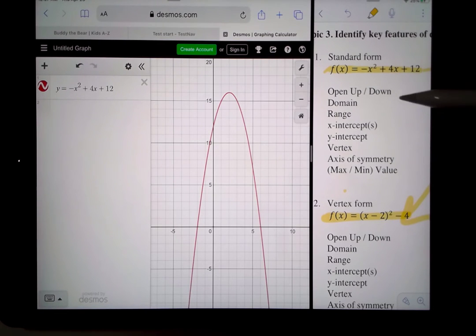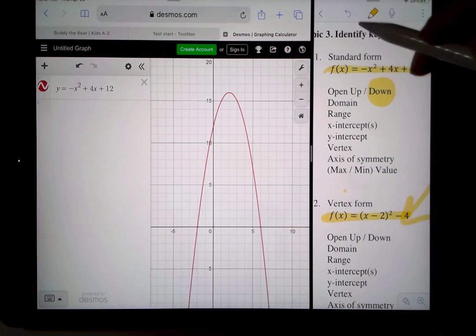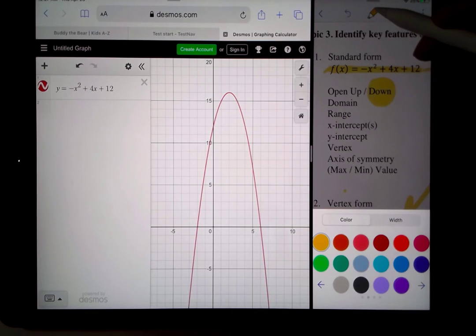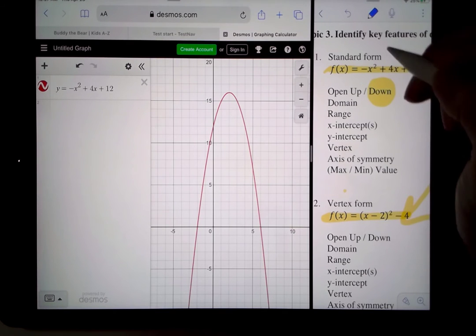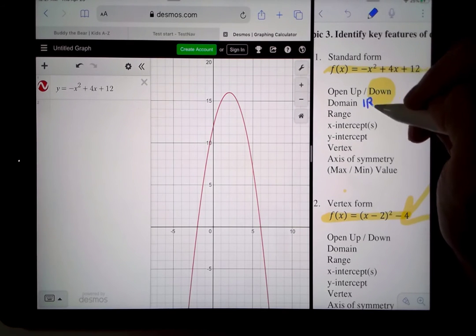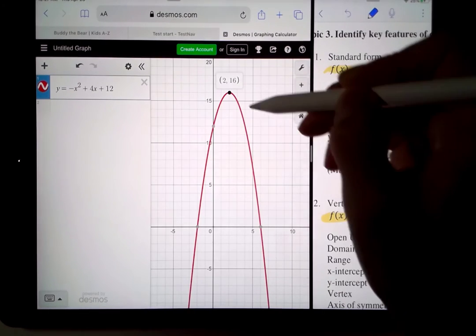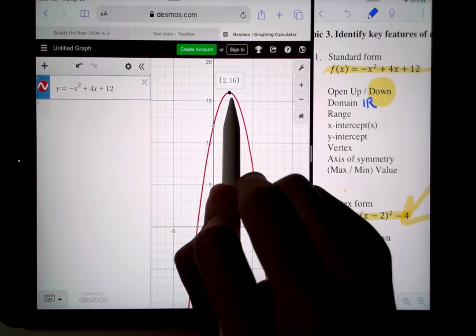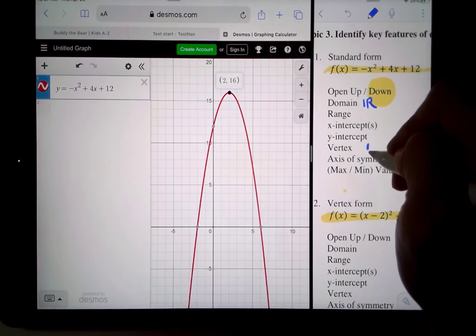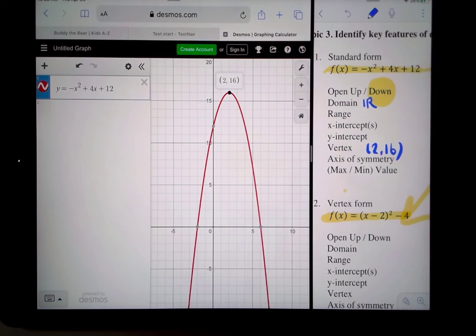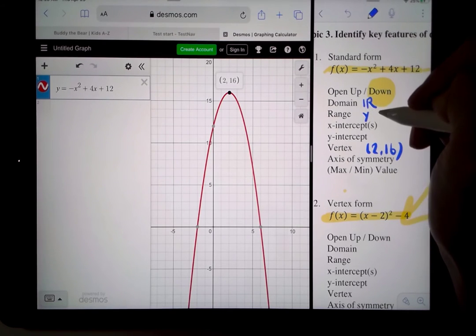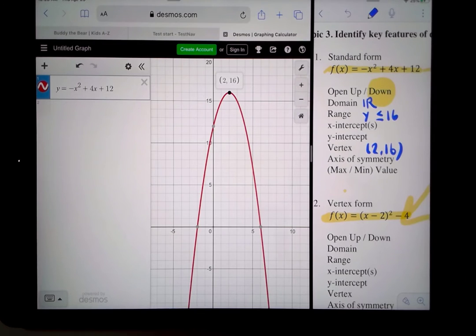Then let's answer this one, guys. Opens up or down? Down. And domain, for a quadratic function, your domain is what? Your domain is all real numbers. Your range is what? Your y values, everything below that point. You see it? That's your vertex, 2, 16. So I'm gonna write my vertex here, 2, 16, and range, y is less than or equal to 16, right?